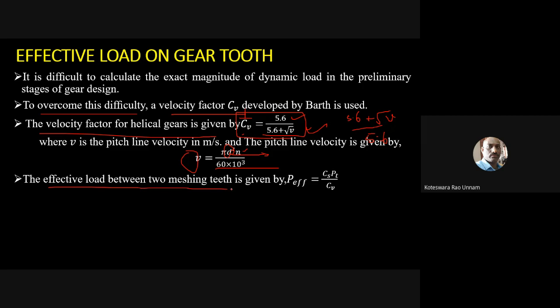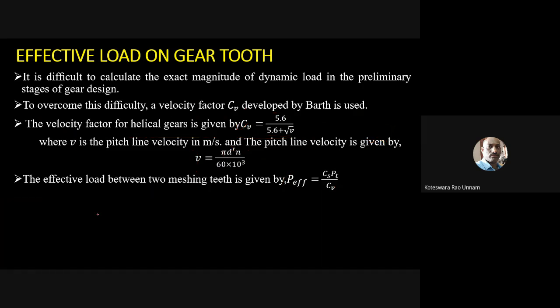So the effective load between the two meshing teeth is, if I am taking CS equal to 5.6 by 5.6 plus root V, inverse of what he has given in the data book. Therefore your P effective is CS into PT by CV. So here it is 1 by CV. So I'll get like this. This is how we can calculate the effective load using the velocity factor approach.